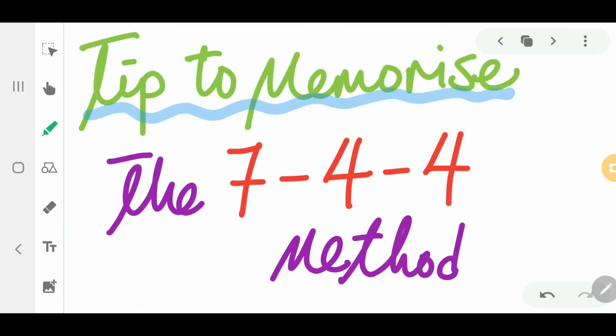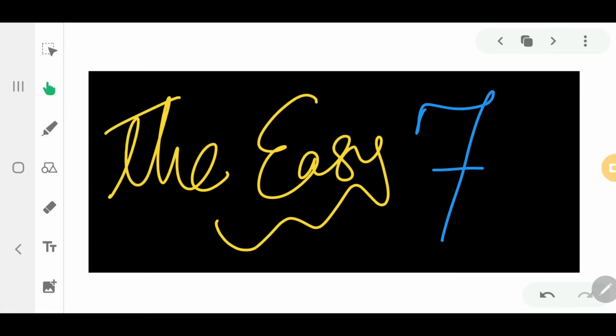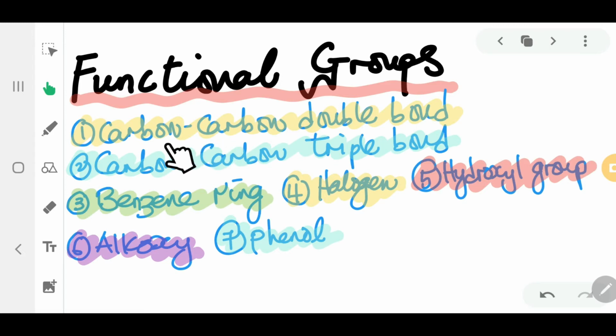So there's a tip to memorize the 15 functional groups. You have to know this and you have to memorize them. This is a method to remember that is called the 7-4-4 method. First, let's try to memorize the easy 7 first. The easy 7 functional groups are, number 1, carbon-carbon double bond.